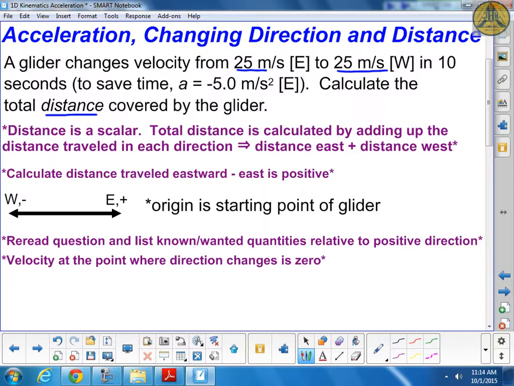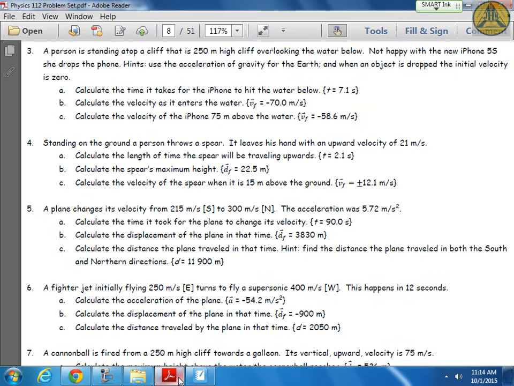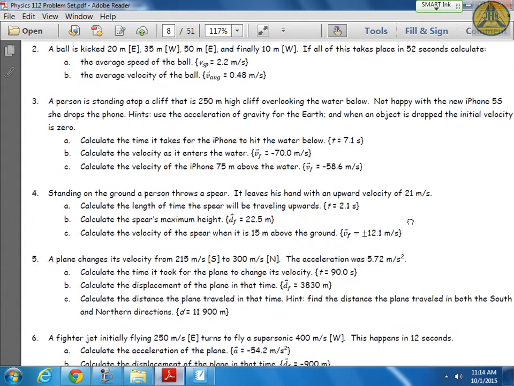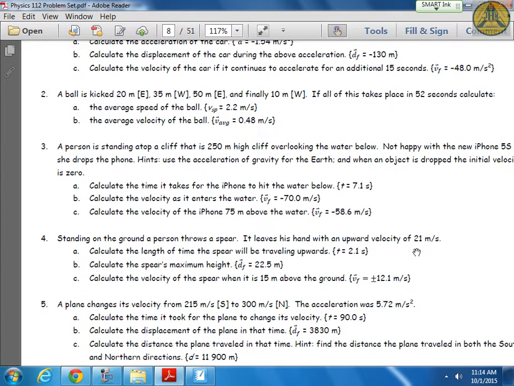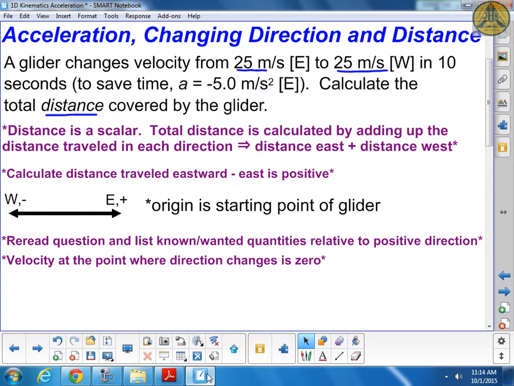And we did similar problems even on this worksheet. Question 2 gave us a bunch of individual movements, and we had to add them all up or subtract anything that's west. In this problem, what's different is we have to calculate how far it went east and how far it went west. So we're going to figure out the total distance by doing distance traveled in the east added to distance traveled to the west. So any problem you see for distance, it's the same setup. How far did it go up added to how far it went down if it's moving up and down.